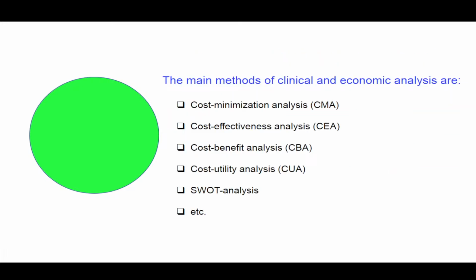Now, to determine the minimum of cost, we can use the next methods: CMA, CEA, CBA, CUA, and SWOT analysis, and so on and so on.